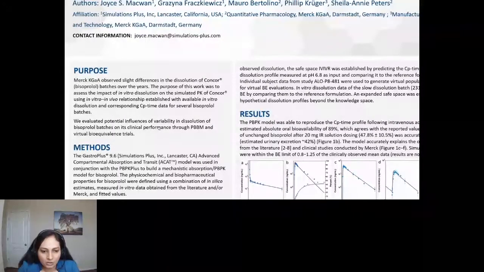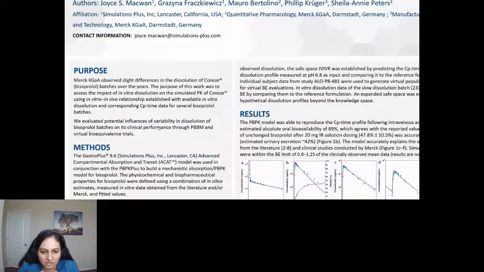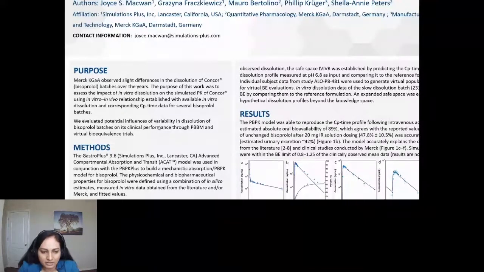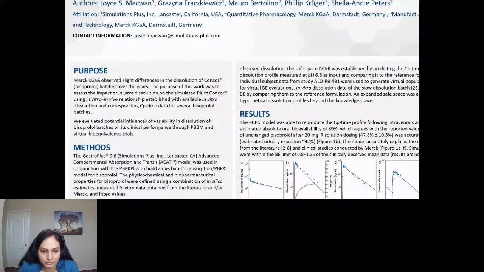So what we did, we used this PBPK and virtual BE approach in order to evaluate whether these differences in dissolution of Concor would impact the simulated PK of bisoprolol. We built the IVIVR using the in vitro dissolution data and available plasma data for bisoprolol, and then we assessed whether there is a significant impact or not on the clinical performance through the PBPK and virtual BE approach. We used GastroPlus version 9.6 to build this PBPK model.